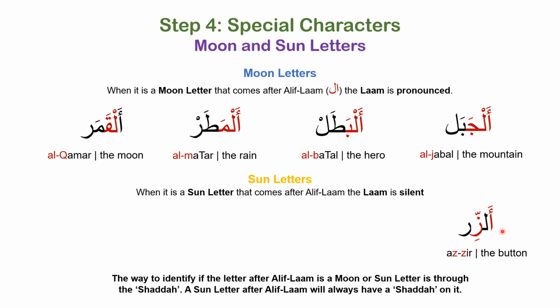Okay, here I've marked in red what we actually pronounce. So you can see the Lam is not marked in red because it's silent. So we actually pronounce this word as Az-zir, which means the button. So you notice we're not saying al-zir, we are saying az-zir. So we're skipping the lam and we go straight from Aleph to the sun letter.